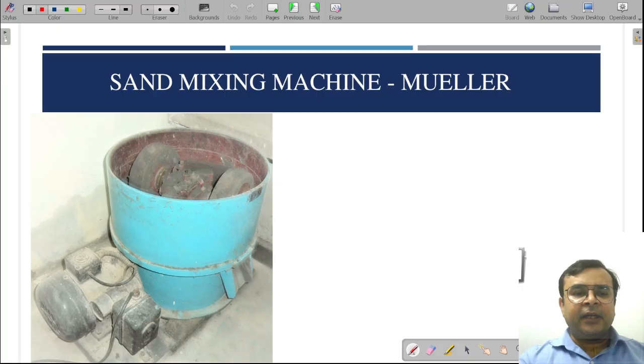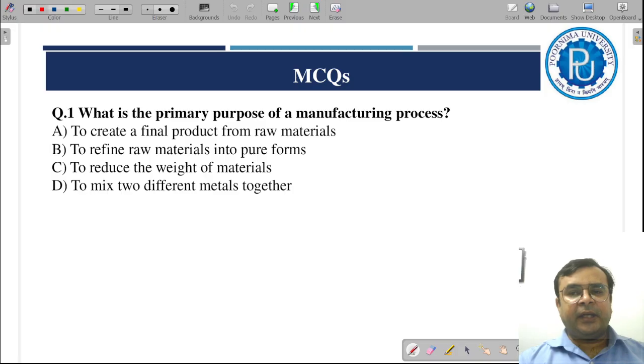And this is a muller, and its purpose is you just fill all the ingredients like silica sand, clay, moisture, additives, and after that when you run this machine, then this roller rotates about this, and this system can also rotate about this axis. That revolving and rotary action both take place simultaneously, so the entire sand gets mixed properly. So this is called a sand mixing machine. Okay, so this is all about sand, their types, properties, and molding methods.